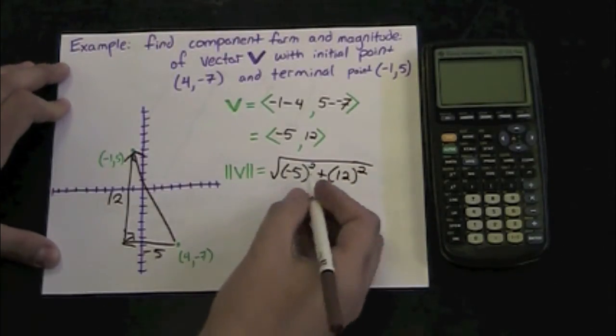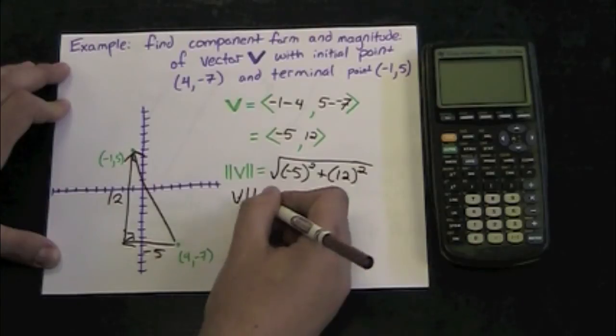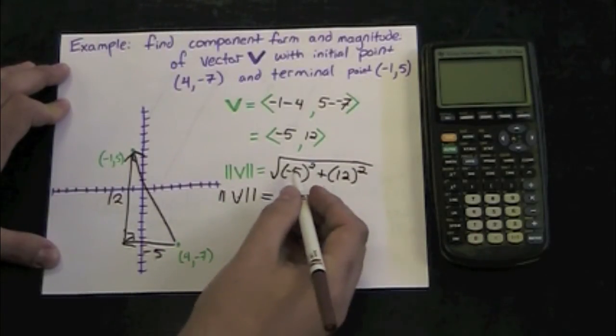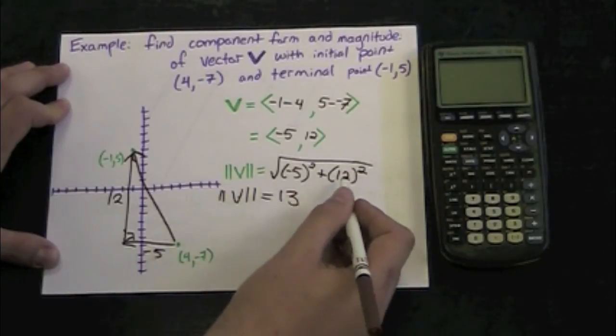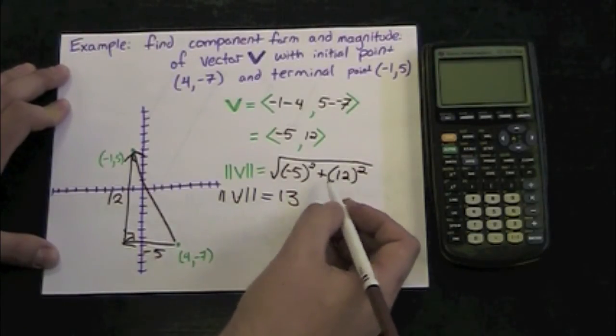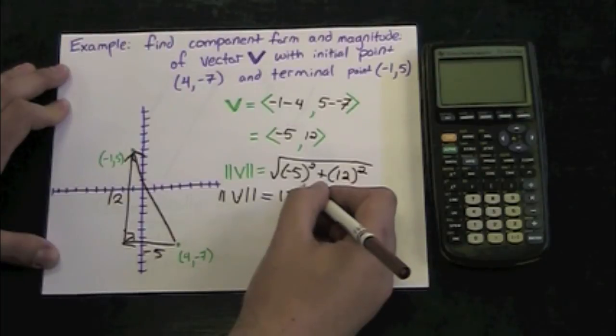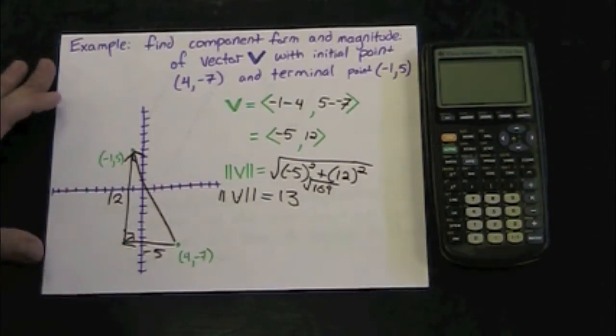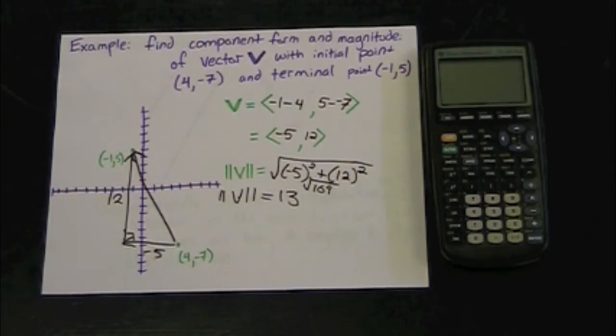And you might see that the magnitude of vector v is going to come out as 13 because we have 5 squared, 25, 12 squared, 144, sum is 169, and the positive square root of 169 is going to be 13.